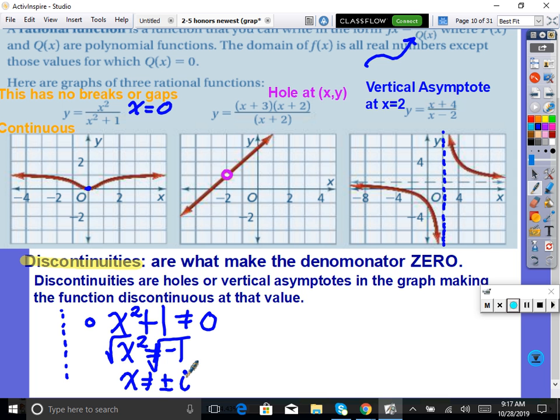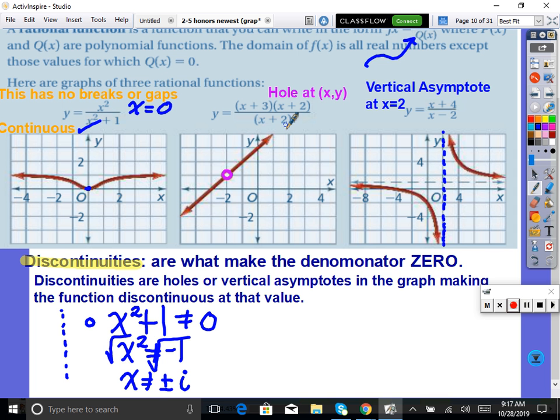Now that makes sense. Look at the graph. Do you see any vertical asymptotes? No. Do you see any holes? No. So that is considered a continuous function because there are no discontinuities. Discontinuities are what make the denominator 0, which are vertical asymptotes and holes. Does that make sense, everyone? All right, let's look at this next one. We're just looking at key features for right now, not the whole shebang.